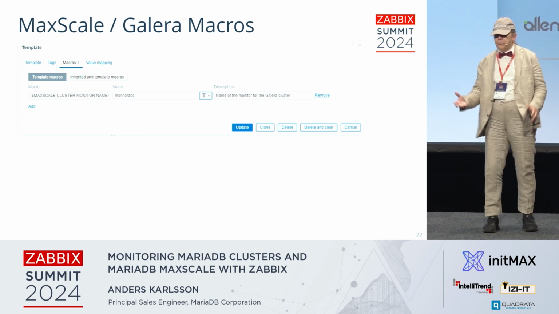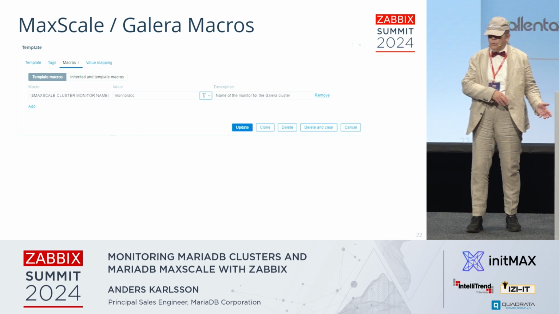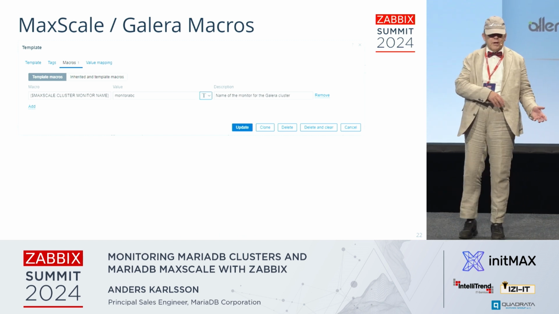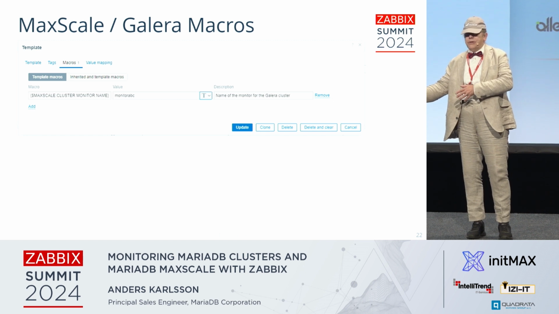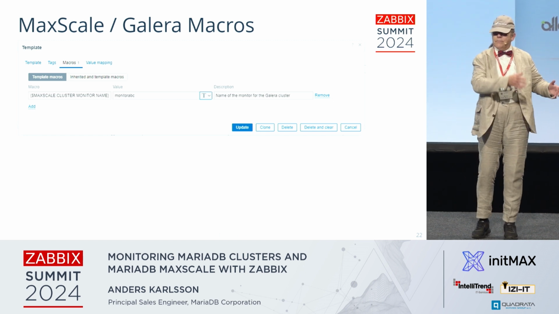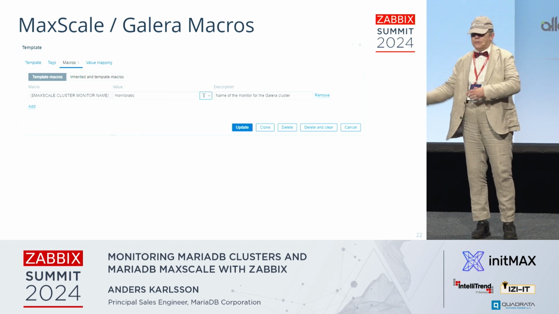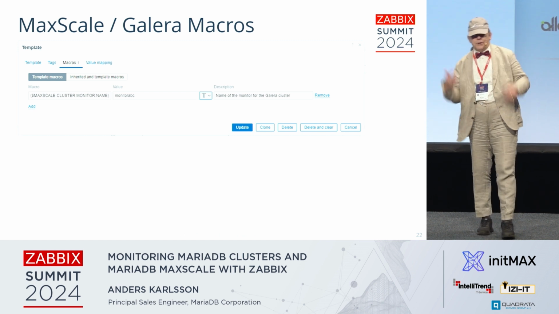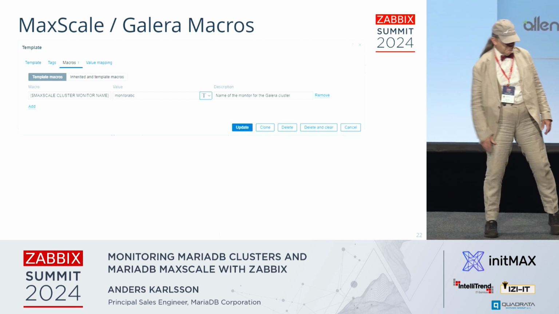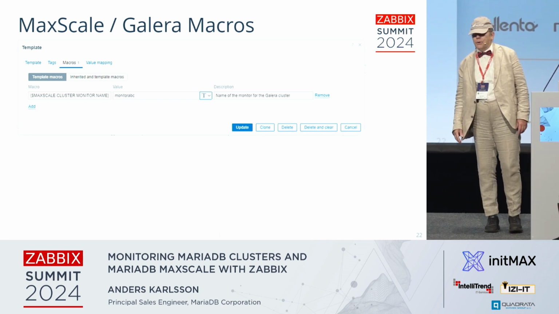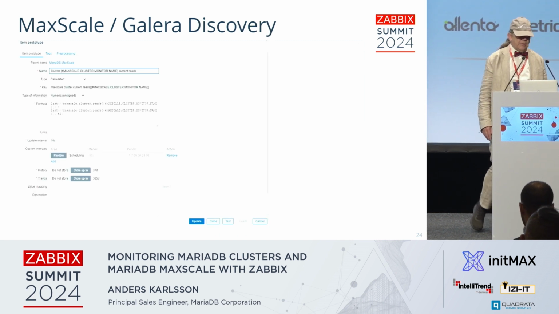Now, Galera is monitored by MaxScale. And what I wanted to do when I started off was have auto-discovery of the clusters, and then auto-discovery of the nodes within the cluster, which meant I needed two-level auto-discovery. I couldn't figure out how to get that to work, so instead I'm just putting in the name of the cluster in the other. It's probably me not being good enough with Zabbix.